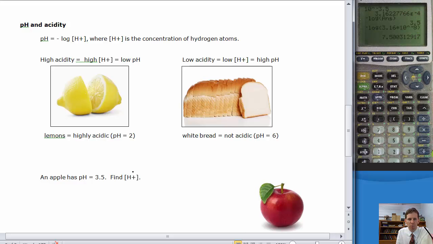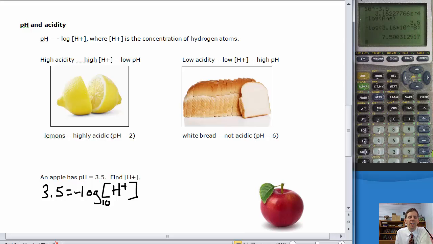Our goal is to figure out what the concentration of hydrogen atoms is. So I'm going to go to my formula here. pH is 3.5. I'm going to write that in here. And it's equal to the negative log of the concentration of hydrogen atoms, H+. Now we had said earlier that if you don't have a base for your logarithm, you can assume that this number here should be 10. So you can write a little 10 in here if you want to.